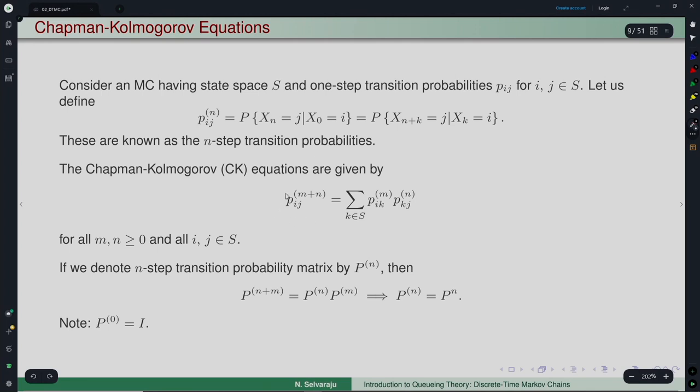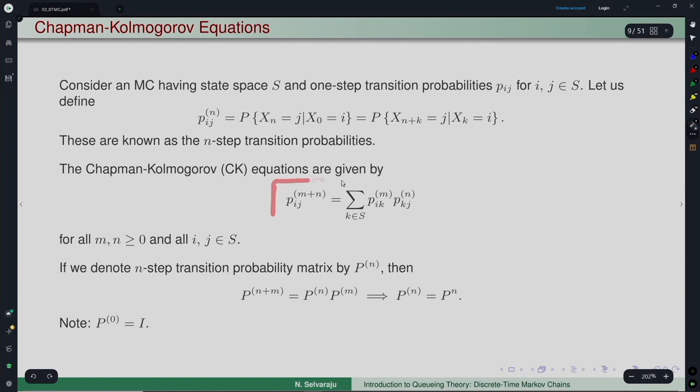So, this is conditioning on the position of the process at some intermediate time point, after m time units. Now suppose I take m to be 1, for example. Then I am moving from i to k in one step, and in the remaining n minus 1 steps I move from k to j, because Pij of n plus 1 is what you are looking at here. So, this is true for all n.